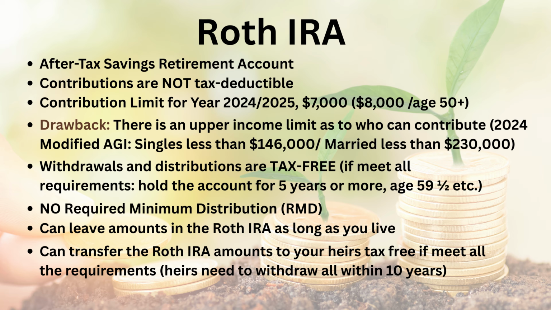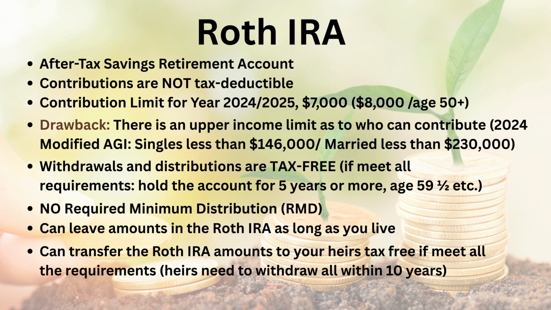Roth IRA is an after-tax retirement account, meaning the money you use to make the contribution has already been taxed. Your Roth IRA contributions are not tax-deductible. The contribution limit for 2025 is $7,000 or $8,000 if you are over the age of 50. Remember, this amount is a combined total between Roth and traditional IRA. You can put all of the $7,000 in either one or split the amount between the two types.